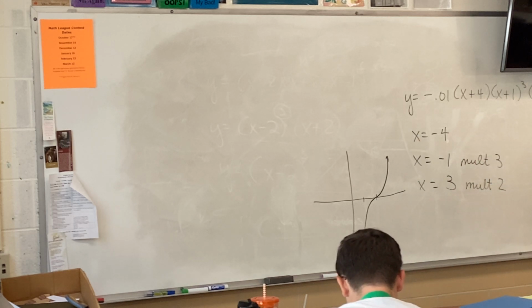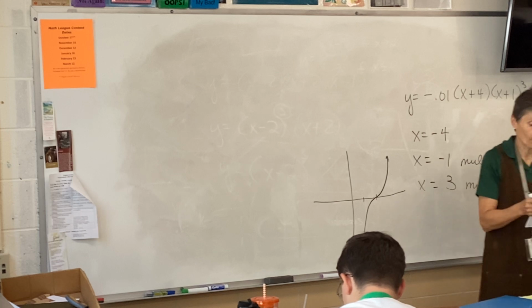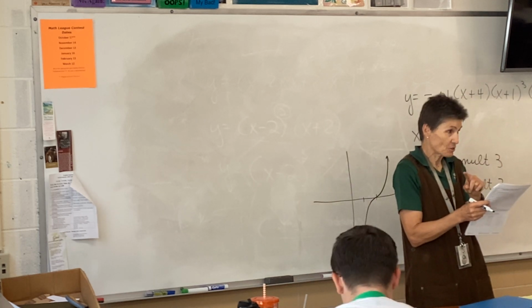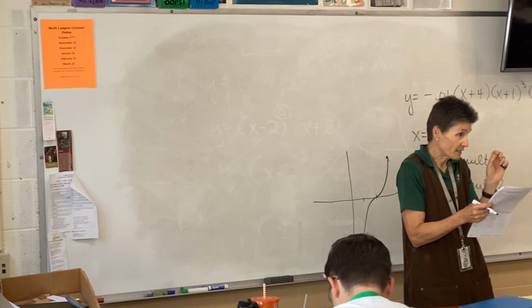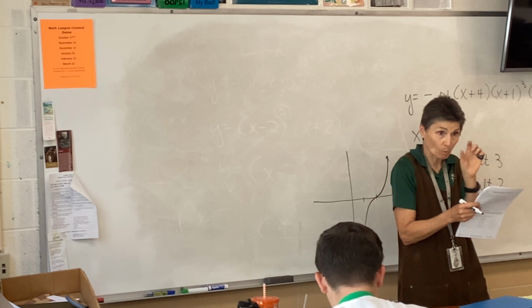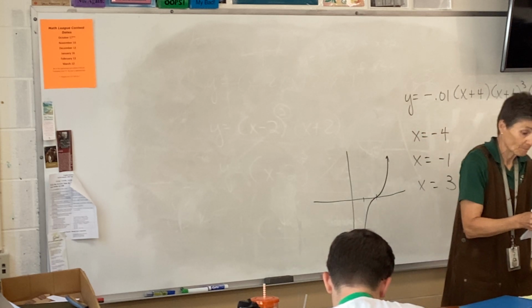Negative 4i. How about negative i? i. How about 2 minus 3i? 2 plus 3i. How about negative 4 plus 2i? Negative 4 minus 2i. Remember, with the conjugate, it's only the middle sign that changes. The sign on the i part changes.